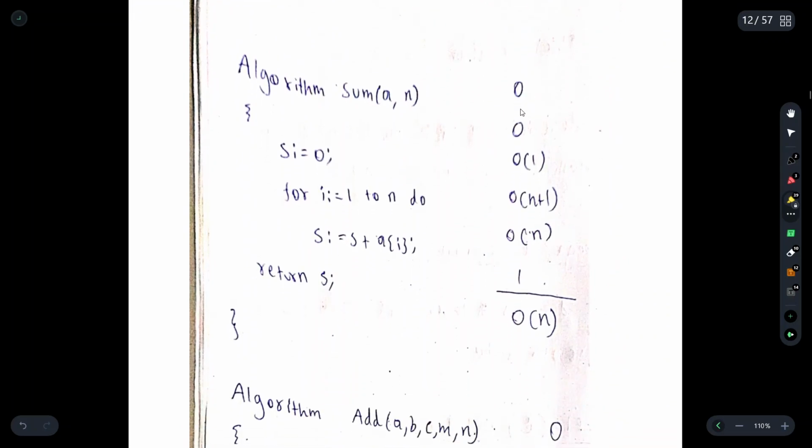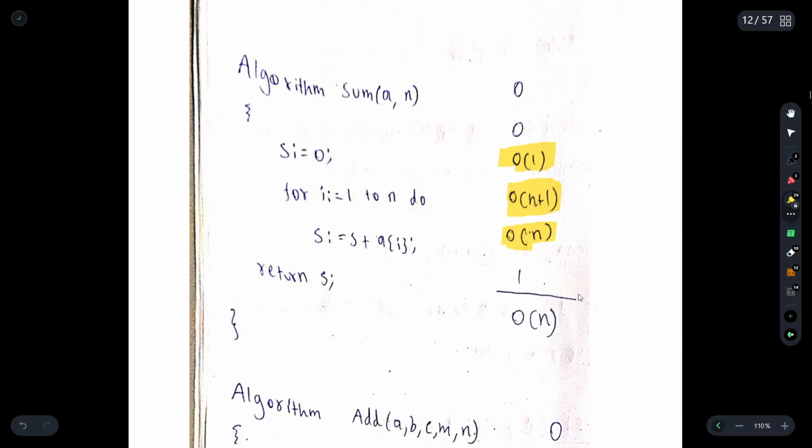In this way we can write up a table and mention the things. Here the variable is being used once, so order of 1, and then the variable is being used till n plus 1 times, so order of n plus 1. Here it is used again for n times, since the for loop is running for n times, so again order of n.